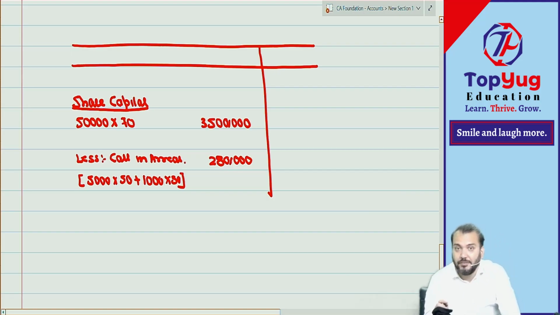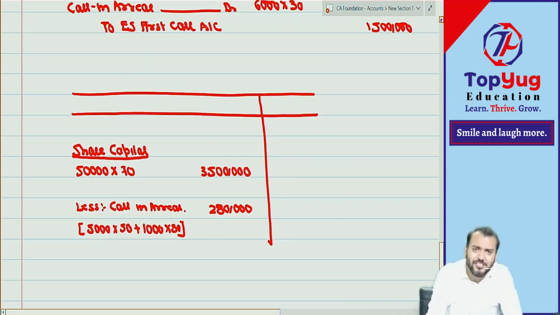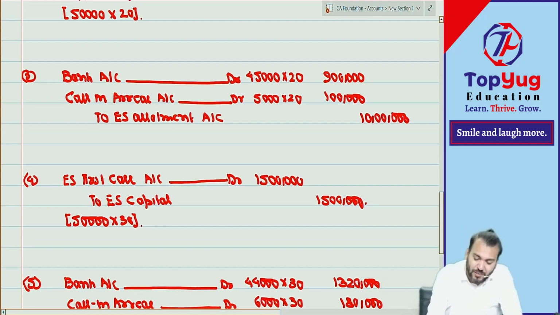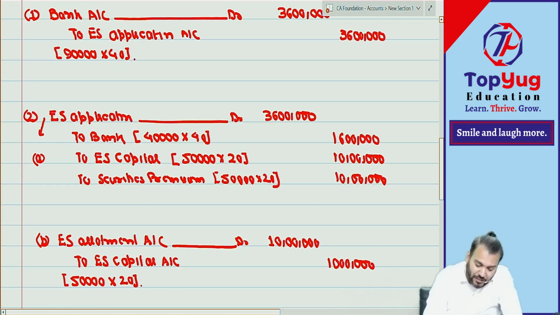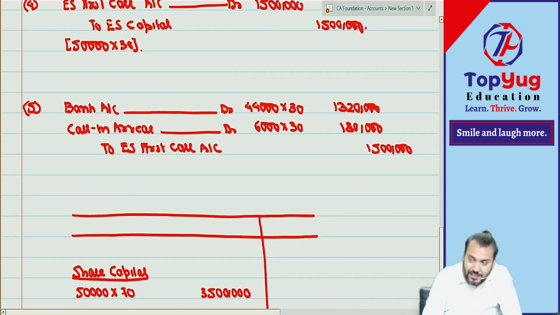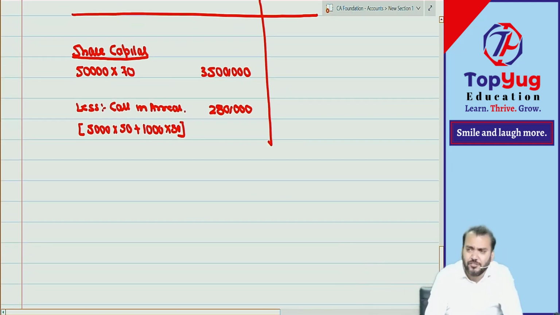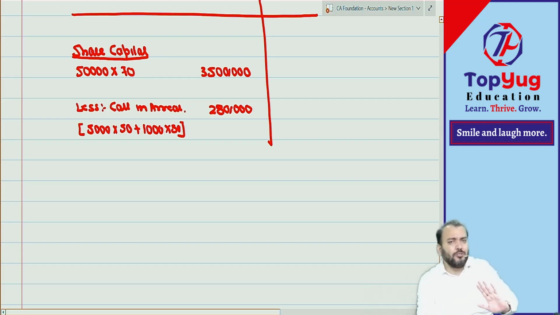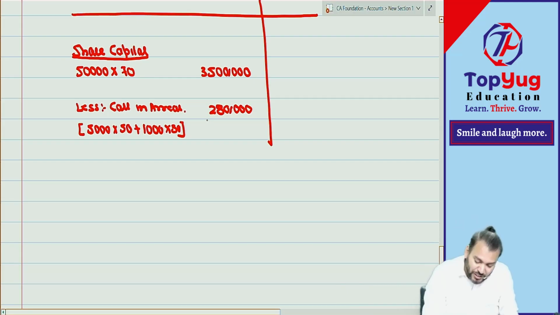Are you able to understand what I am doing? Or you can do the sum total of this. Without sum total also we can do. So what is calls in arrear coming? First is 1 lakh plus 2 lakh 80,000, the same amount is coming. If you want to prepare the balance sheet directly without looking into the journal entries, we can do it this way also, or you can do the sum total of the calls in arrear account. The same amount will come. So this minus this, how much? This will go to the outer column, so in the outer column we write down the net amount, 32 lakh 20,000.